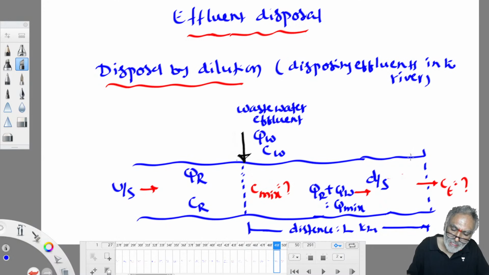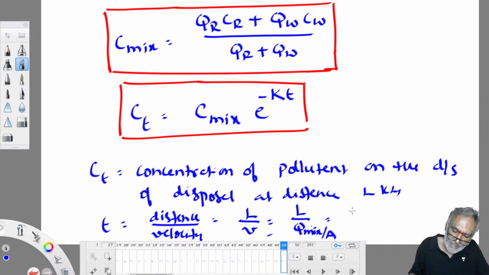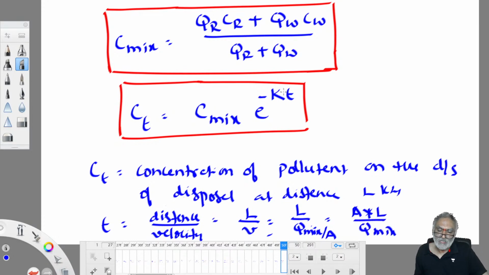A is cross section area of river. Cross section area into length is equal to volume. So it is cross section area of river into length by Q mix will give T. That T you substitute in this equation, you can find out concentration of pollutant at L kilometers distance on the downstream side.